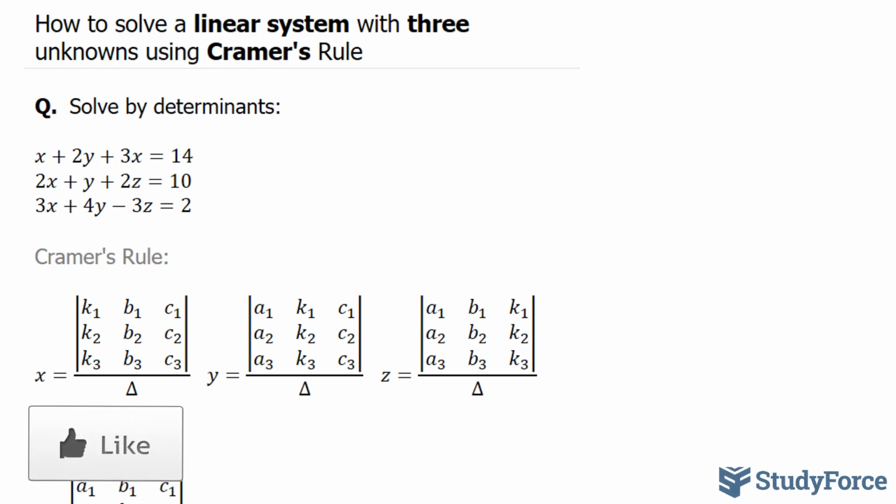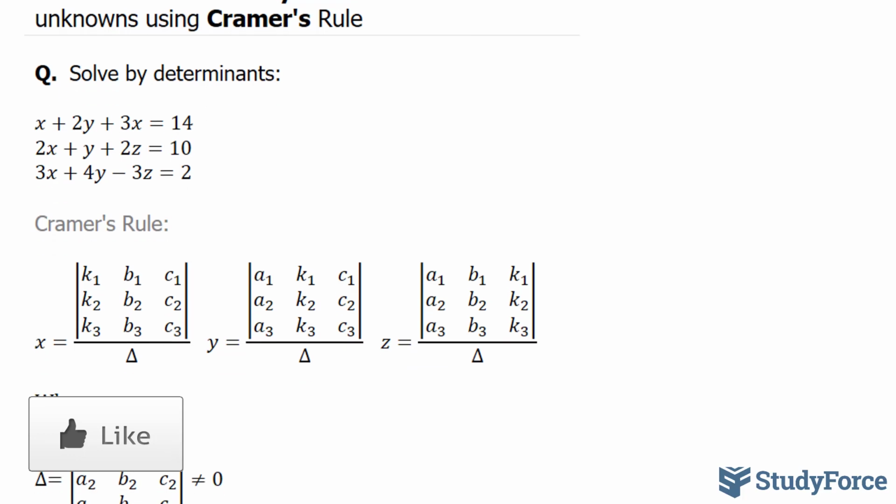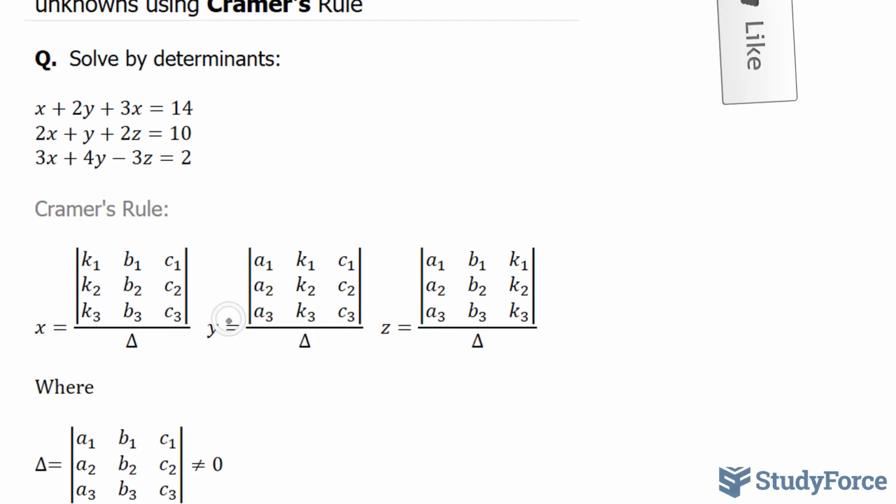Cramer's rule for a system of three unknowns looks like this, where x, y, and z can be found using the determinants of k, b, c; a, k, c; and a, b, k over delta, which is defined here.